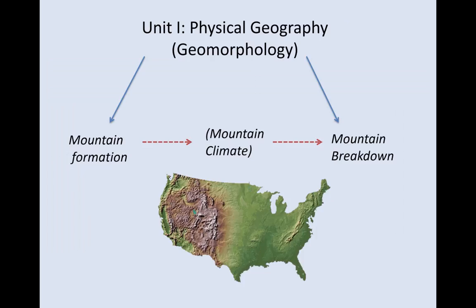A little bit of a sketch of what we'll be doing over the course of our first unit. We're actually going to take a little bit of a wandering tour through the physical geography of mountains, starting in this module with looking at how mountains are built up, but going on to think about mountain climate, and ultimately how mountains are broken down and eroded into the landforms that we see.